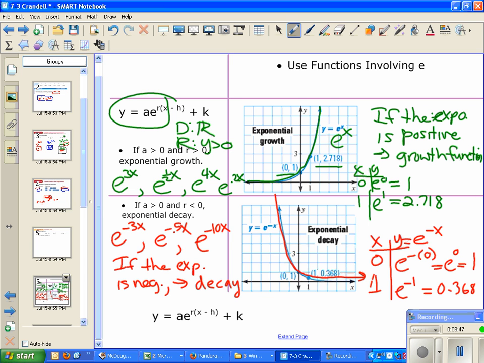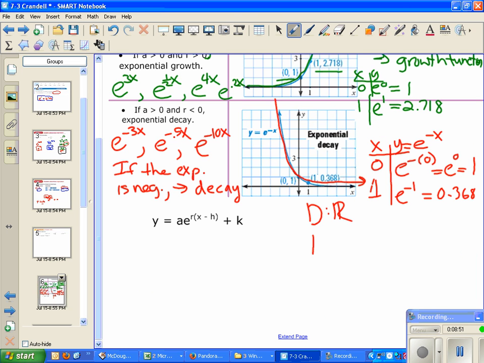For this one, our domain is still all real numbers. That does not change. And the range is y is greater than whatever k is. We don't have a k right now, so it's going to be greater than 0. Take a minute, write that down, pause if you need to. If you have any more questions, pause, write your question down, and ask me in class tomorrow.